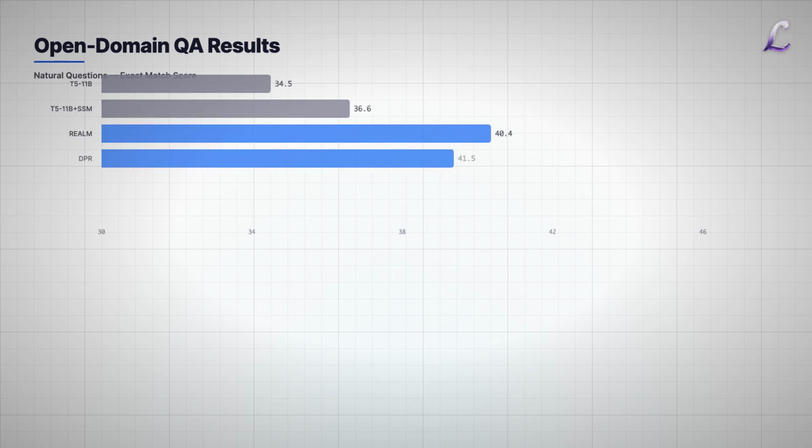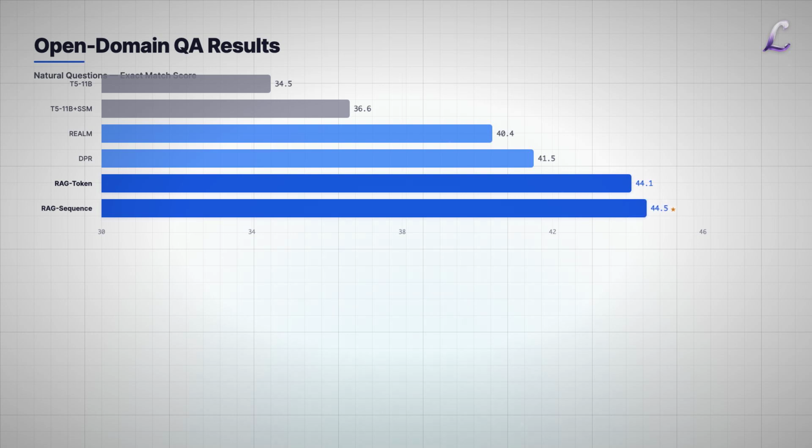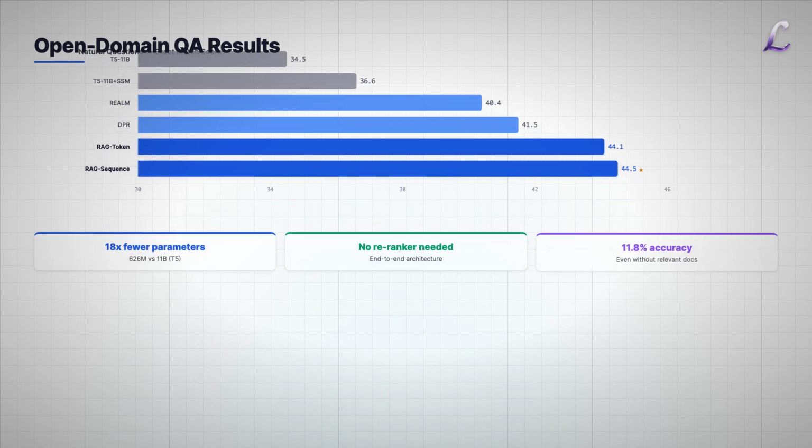On open domain question answering, RAG sets new state-of-the-art on Natural Questions at 44.5 exact match, TriviaQA at 56.8, WebQuestions at 45.5, and CuratedTREC at 52.2. What makes this remarkable is the comparison landscape. The closed book baseline, T5 with 11 billion parameters, scores only 34.5 on Natural Questions. Even T5 plus salient span masking, a specialized pre-training objective, only reaches 36.6. RAG achieves 44.5 with just 626 million trainable parameters, about 18 times fewer.